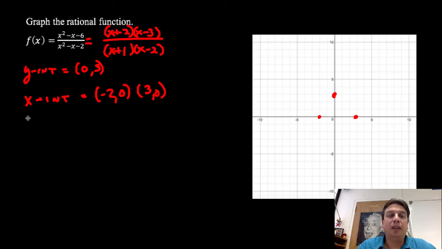Now let's deal with the vertical asymptotes. So the vertical asymptotes are going to be located at whatever value will make the denominator 0. So then that means I'm going to have them located at x equals -1, and I'm going to have the other one located at x equals +2.